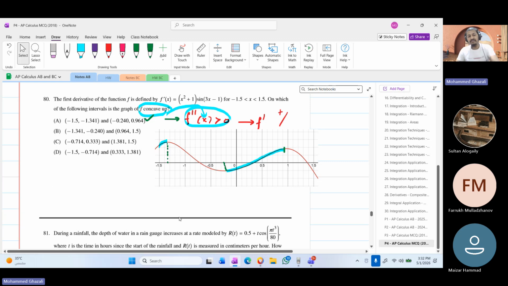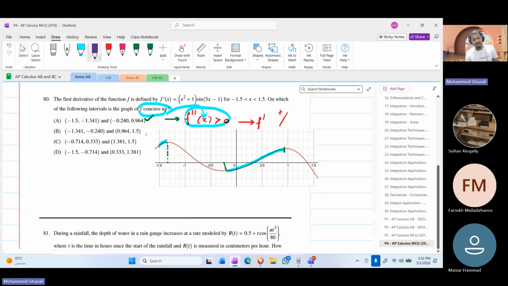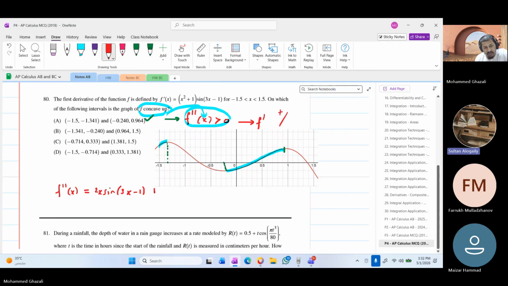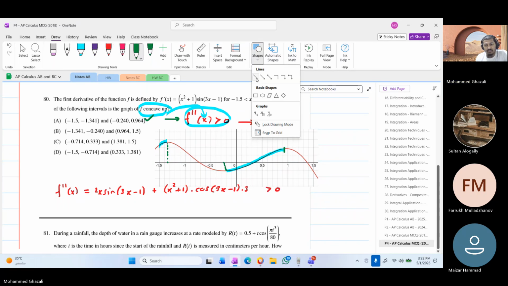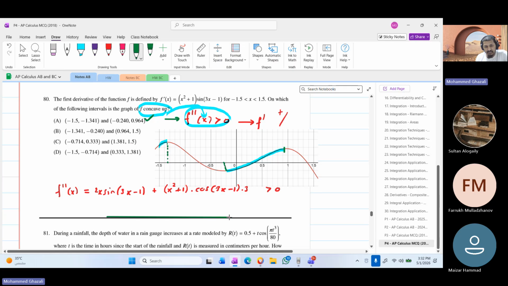You have to find the double derivative and then draw the number line and use all these values to check. So you have to use the product rule. f double prime x is 2x sine 3x minus 1 times x squared plus 1, plus cosine 3x minus 1 times 3 times x squared plus 1. Now you're solving for greater than 0. So you're going to draw a number line and substitute different values, right?